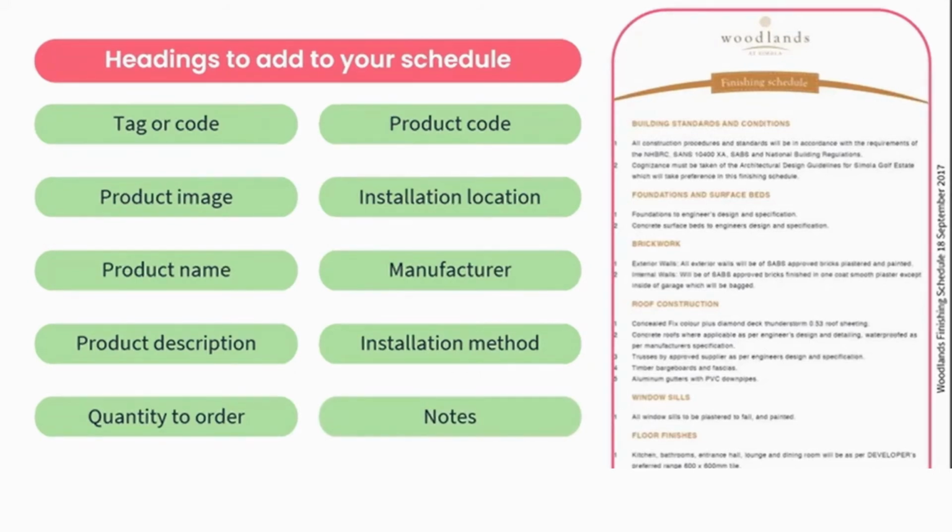Right, so have a look on your screen on the right-hand side. This is an example of a finishing schedule, and I'm assuming it's been created on Word, not Excel. But just to give you an idea, this is how one would set up a typical finishing schedule. The heading above, as you can see, building standards and conditions, is the heading to the finishing schedule. And underneath, there's a blurb of information describing how the building standards and conditions need to look. And then the same below, foundations and surface beds. Underneath that, there's a description. So as you can see, there's a heading and a description relating to that heading for the finishes.